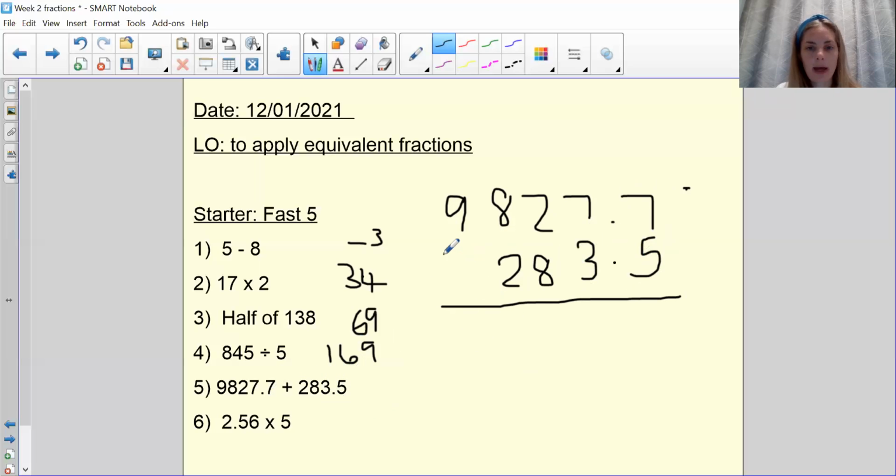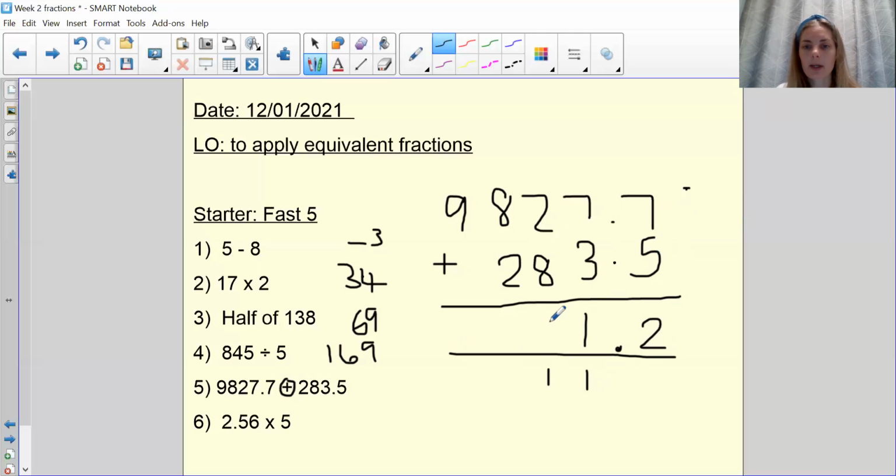Right, and then I am adding. So let's make sure I add my sign in, so I make no silly mistakes, okay? That I am adding these two numbers. So 7 plus 5 is going to be 12. Bring down my decimal, very important that it's in my answer. And I'm going to carry the 1. 7 plus 3 plus 1 is 11, carry the 1.